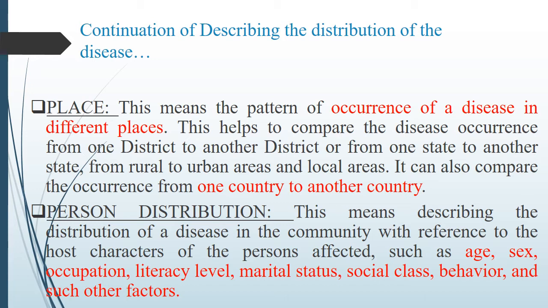Marital status, if I want to give one example, for nuns, those who are not getting married, they will have a chance of breast cancer. Or if the woman is married, she has less risk of getting breast cancer. So these are the examples for the person distribution.